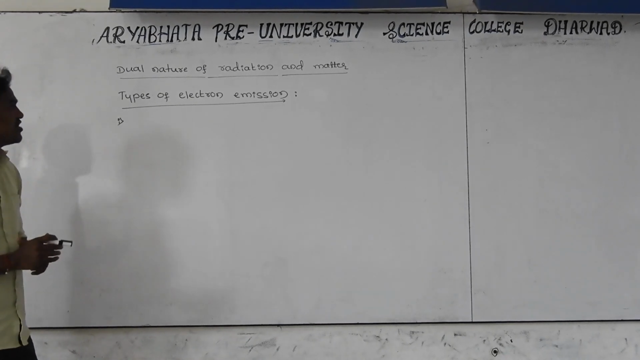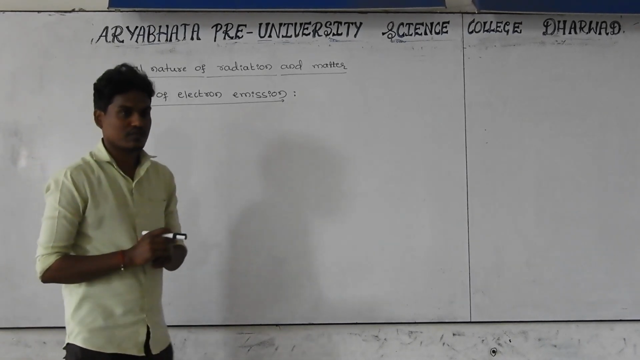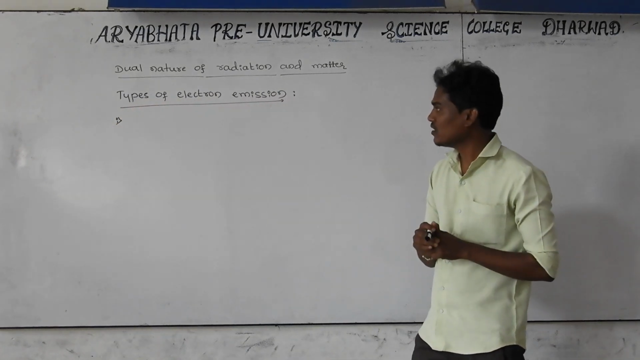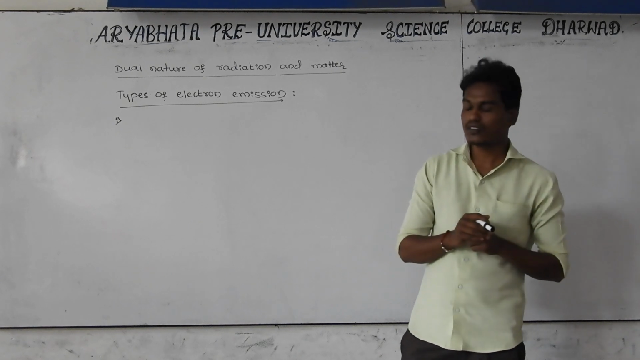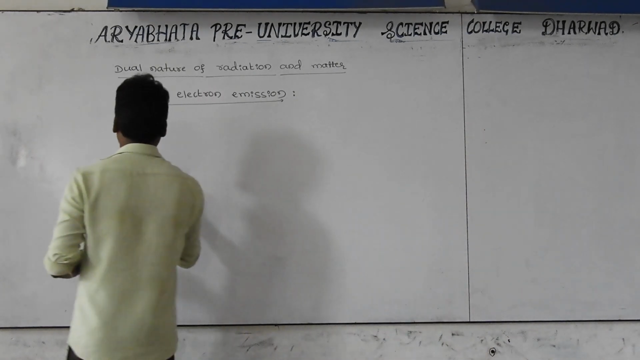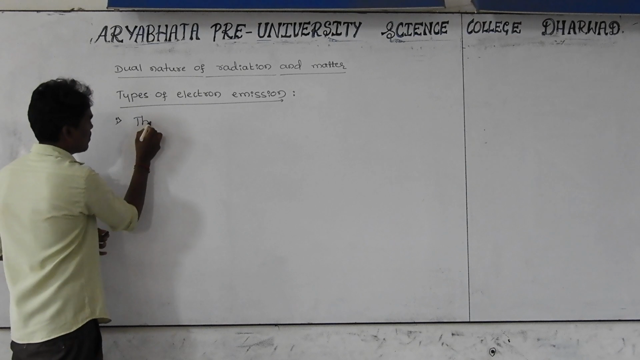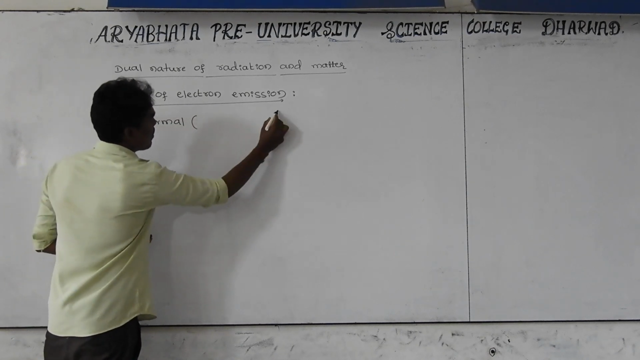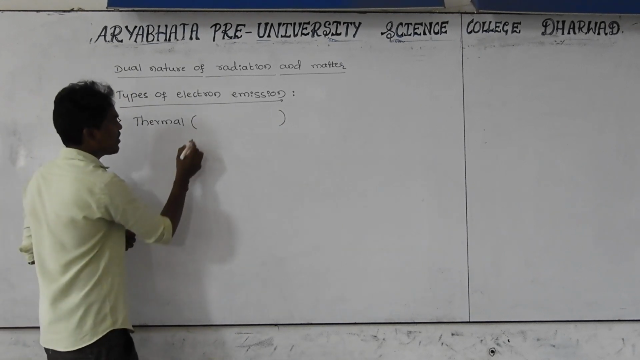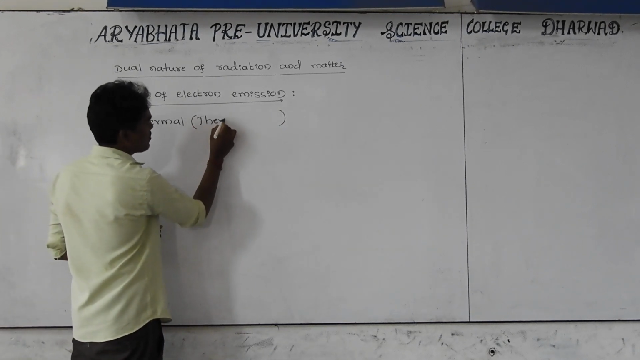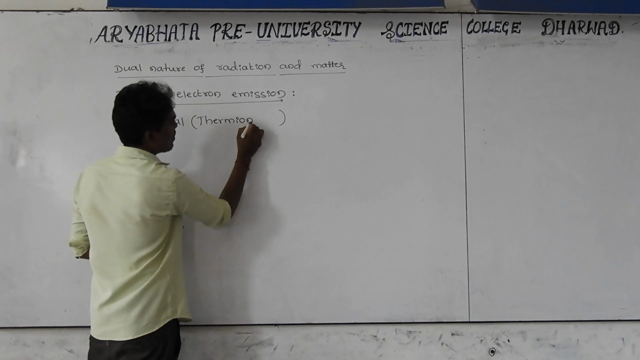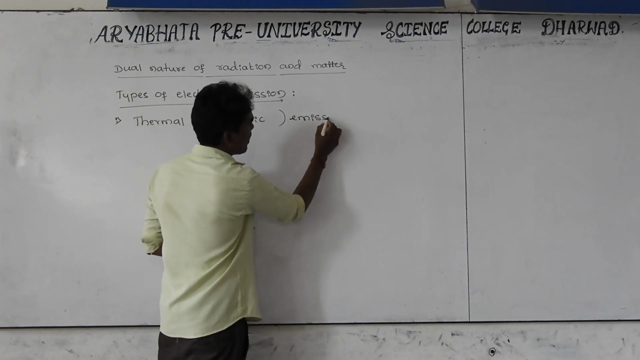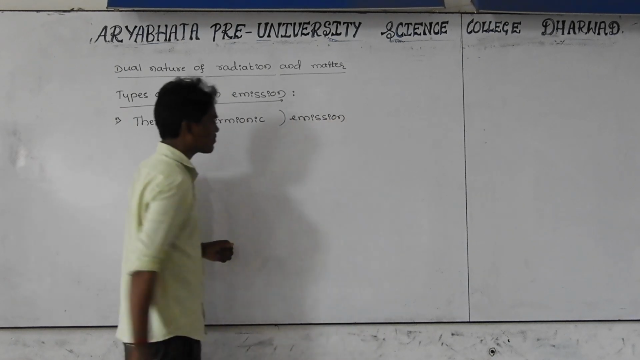Here, the next concept is types of electron emission. In order to emit the electron from the surface of the metal, there are some methods. The first one is thermal emission, and this is also called thermionic emission. The thermal means, that is by applying heat energy.